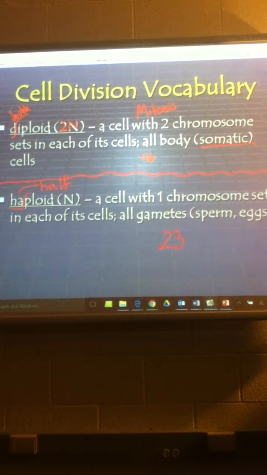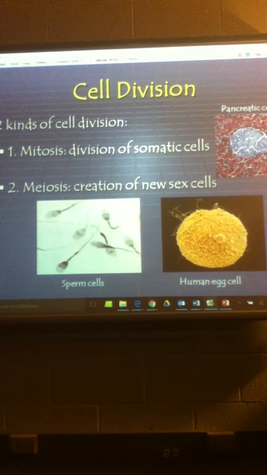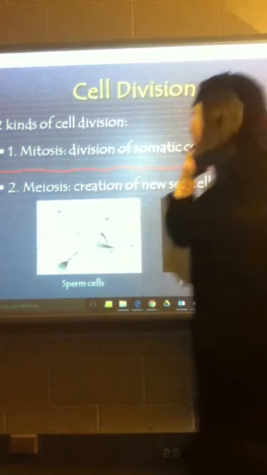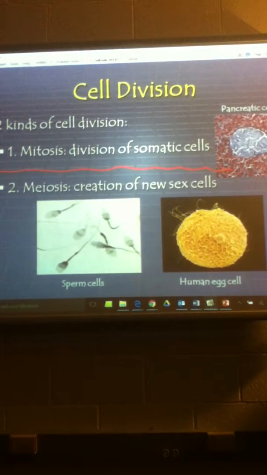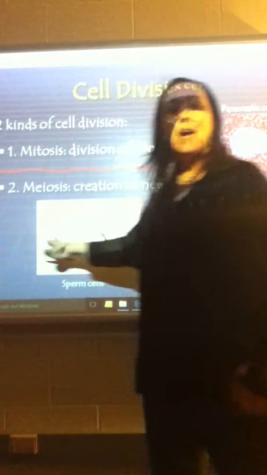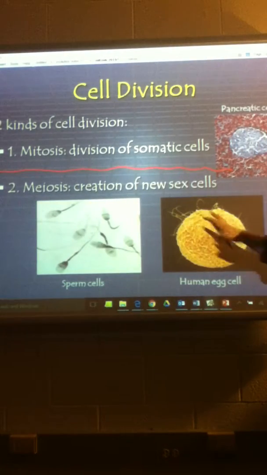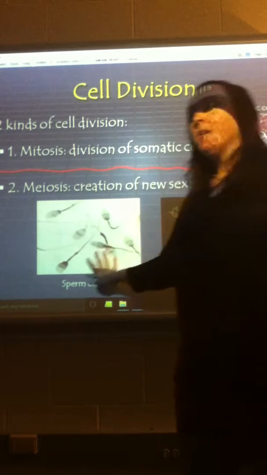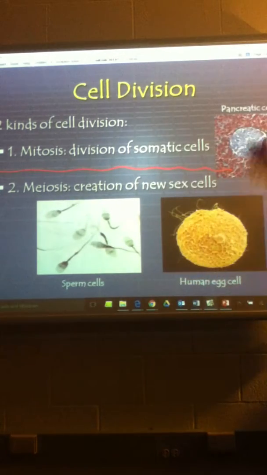All right, so coming back full circle, we started with this. Mitosis is the division of somatic cells. It's going to make identical daughter cells. Meiosis is the creation of new sex cells. These are the only cells that contain genetic information that could possibly get passed on to your offspring.